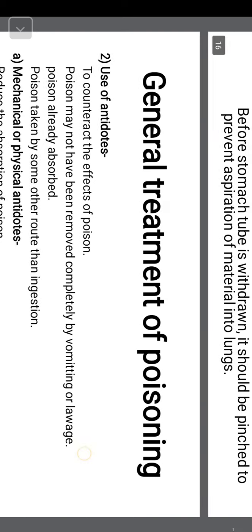Then while withdrawing, the tube should be pinched so that whatever fluid has been left in the tube will not enter the respiratory tract through the lower end while taking it out, and the inhalation, or what we call aspiration, will be prevented.